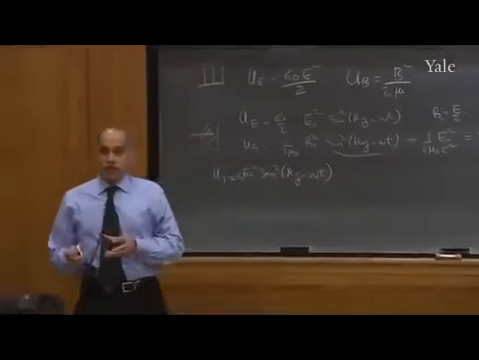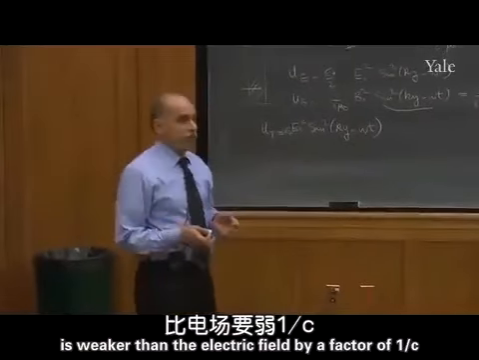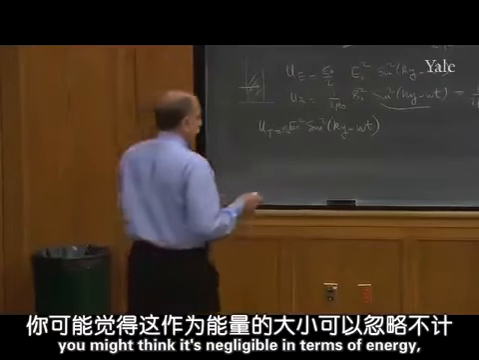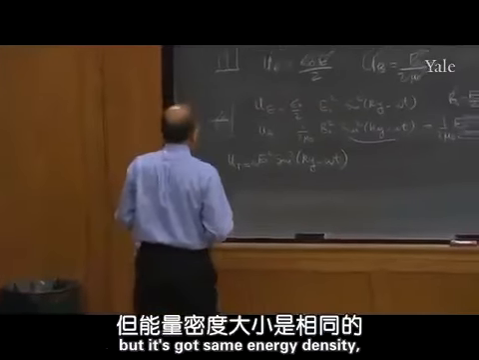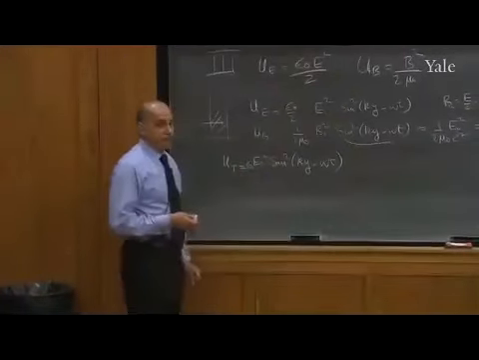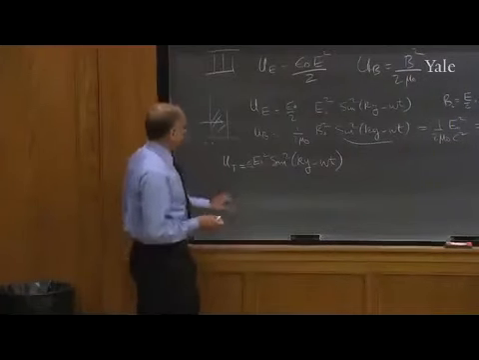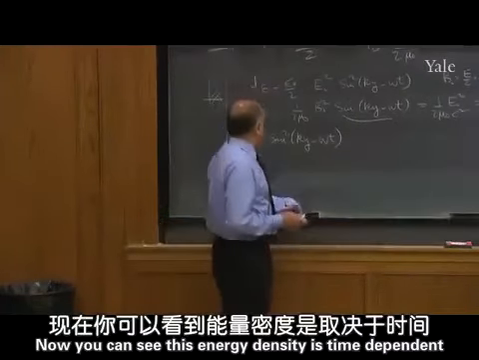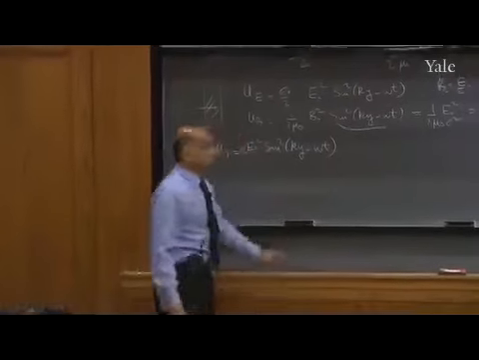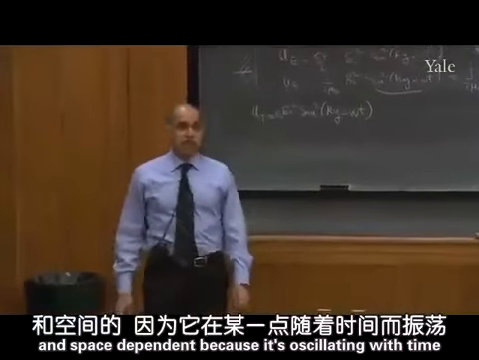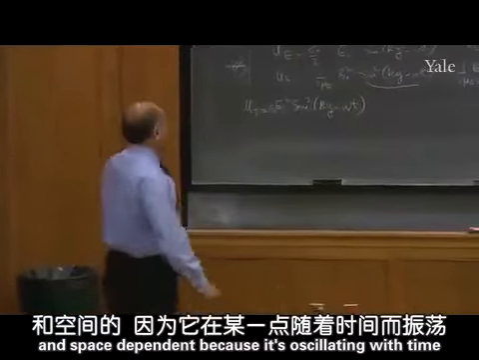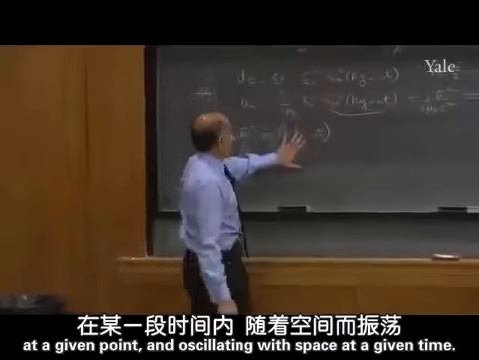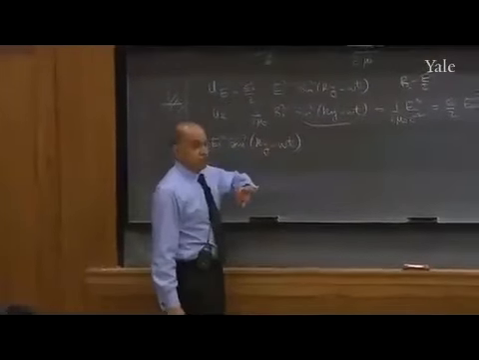So even though the magnetic field is weaker than the electric field by a factor of 1 over c, you might think it's negligible in terms of energy, but it has the same energy density. You add them up, you get that. Now you can see this energy density is time dependent and space dependent, because it's oscillating with time at a given point and oscillating with space at a given time.